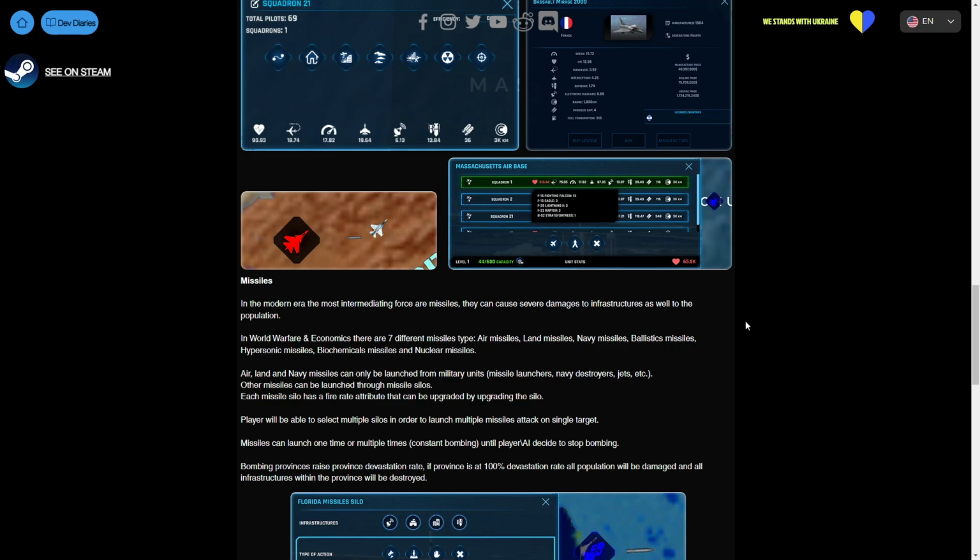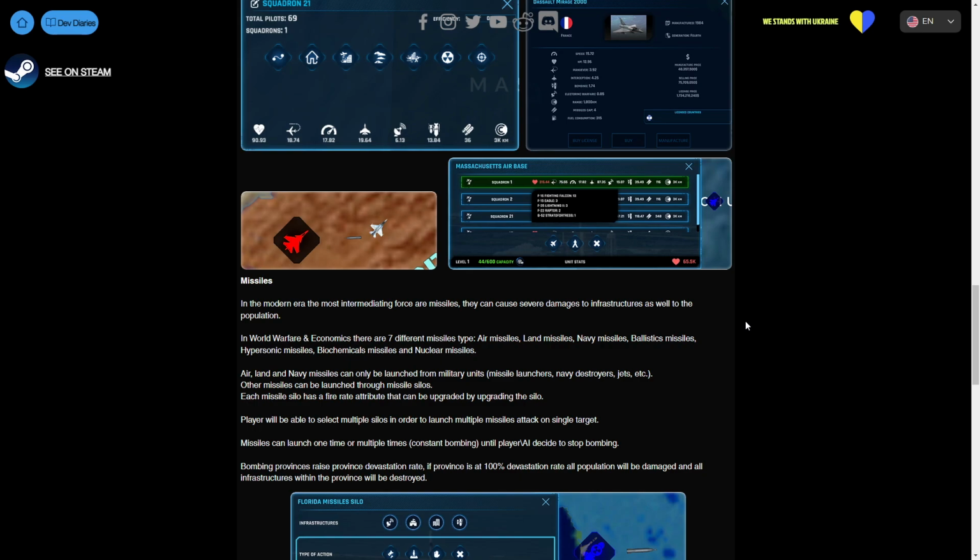Air, land, and navy missiles can only be launched from military units, which includes missile launchers, navy destroyers, jets, etc. As well as other missiles can be launched through the missile silos. Each missile silo has a fire rate attribute that can be upgraded by upgrading the silo.